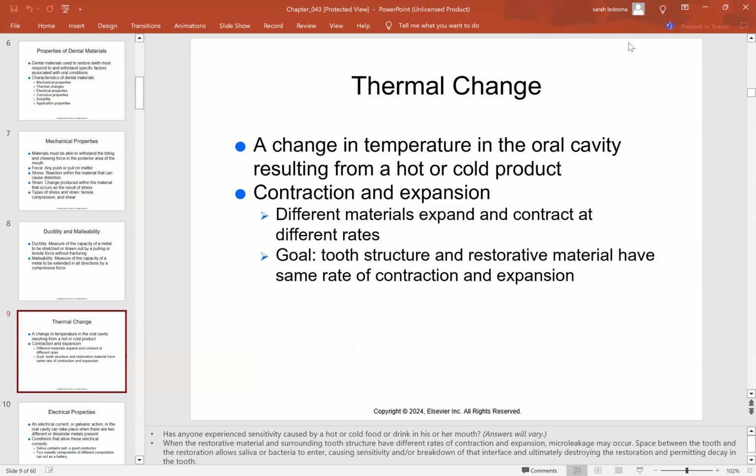With thermal change, we're looking for the material to be able to withstand a change in temperature. So when we think about the oral cavity and as we're eating and drinking hot and cold things, we need our materials to be able to withstand those changes. Different materials expand and contract at different rates. The goal is for the tooth structure and the restorative material to have the same rate of contraction and expansion.